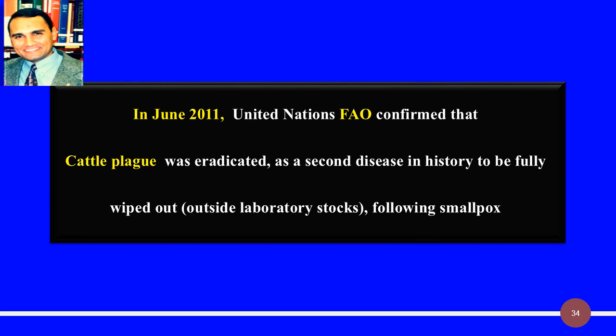In June 2011, the United Nations FAO organization confirmed that cattle plague was eradicated globally, as the second disease in history to be fully wiped out, meaning it is not present either in domesticated or in wild animals outside laboratory stocks. This followed the first announcement of the global eradication of smallpox.